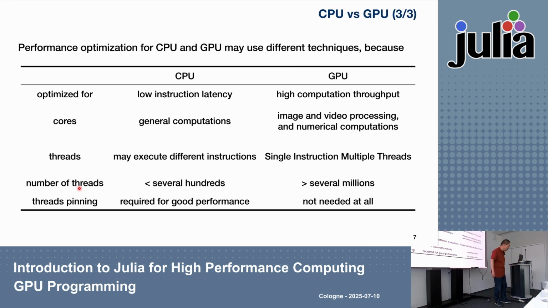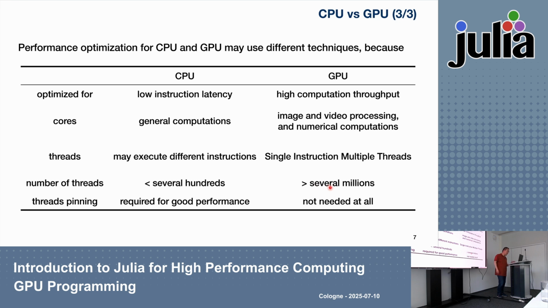For the CPU, the ideal number of threads is less than several hundred, but for the GPU, normally greater than several million. This is required. And yesterday, we also talked about thread pinning for the CPU. This is very important, to pin the threads to the CPU cores. This is required for good performance to pin, let's say, 100 threads. This is doable by a human or by some machine.